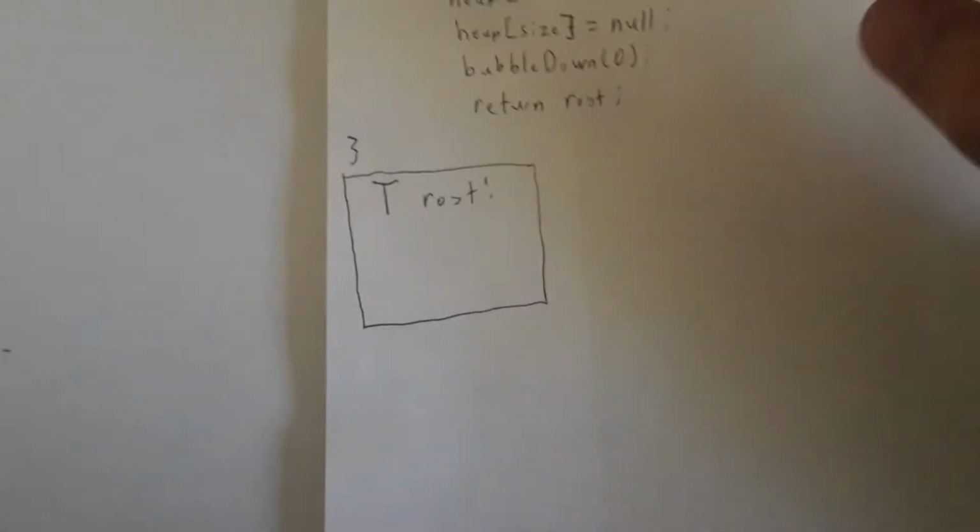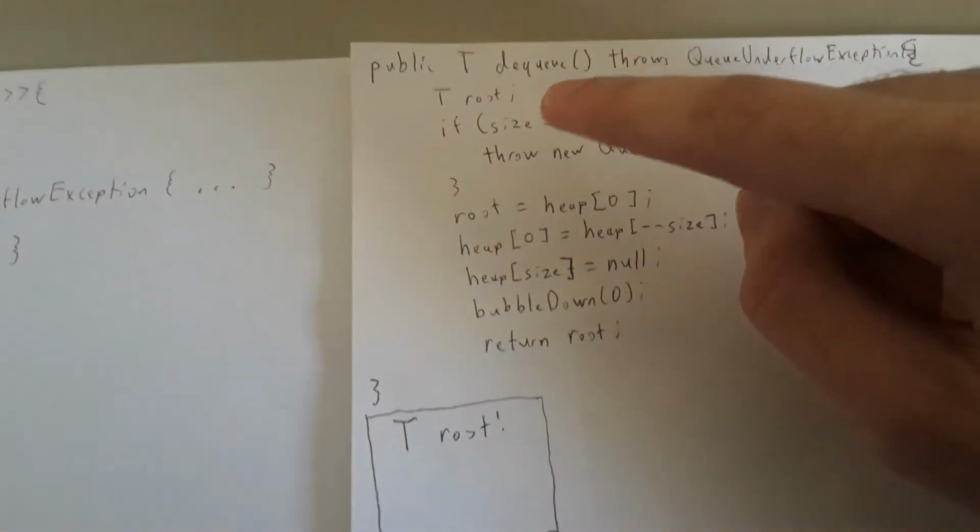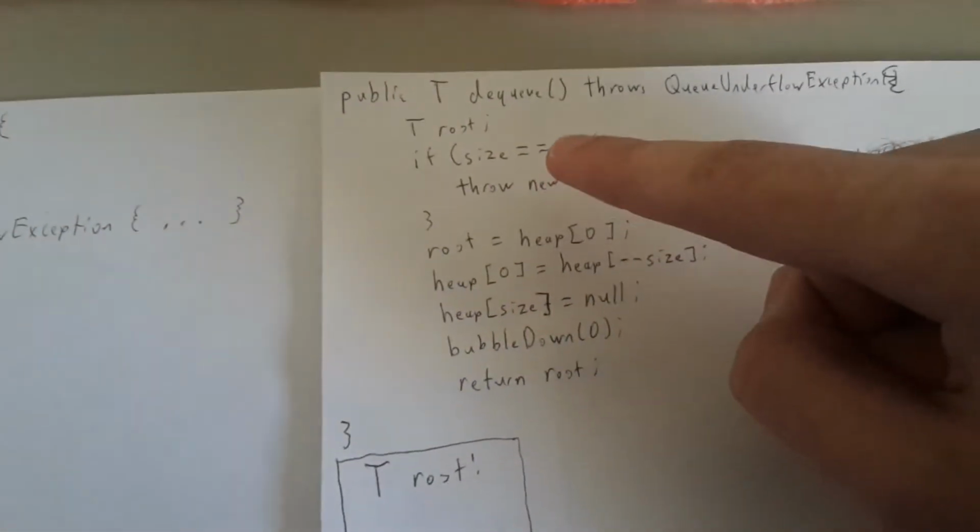So once we call Dequeue, we want to add that to the call stack. So here's the function Dequeue. So first it has this root variable. So next it's going to check, is the size 0? The size is 7, which is not 0, so that's false. We're going to skip that.